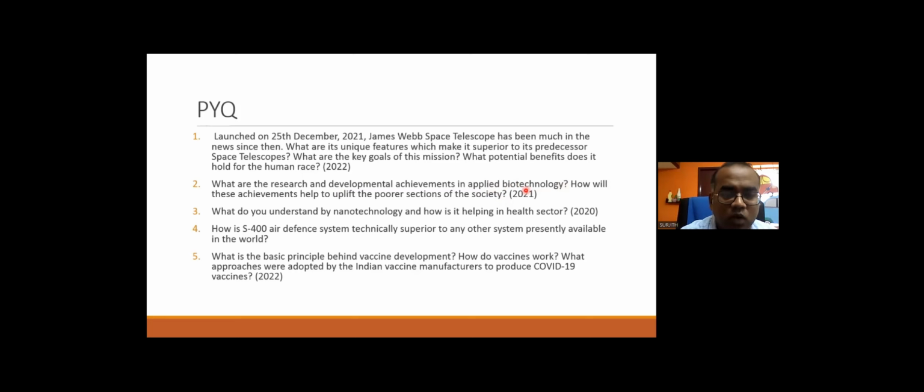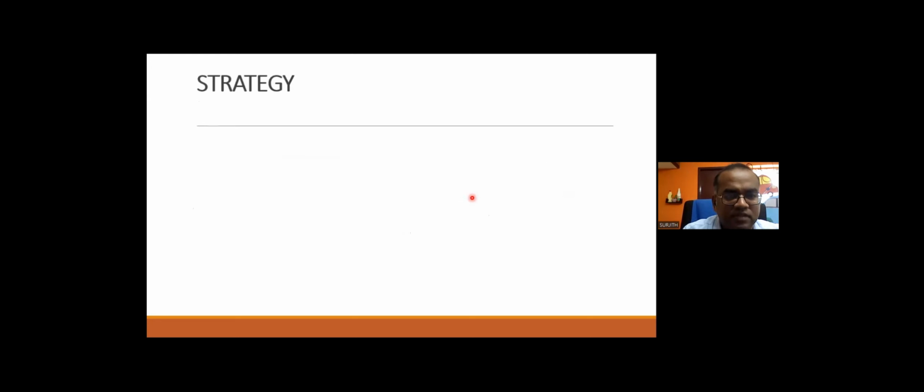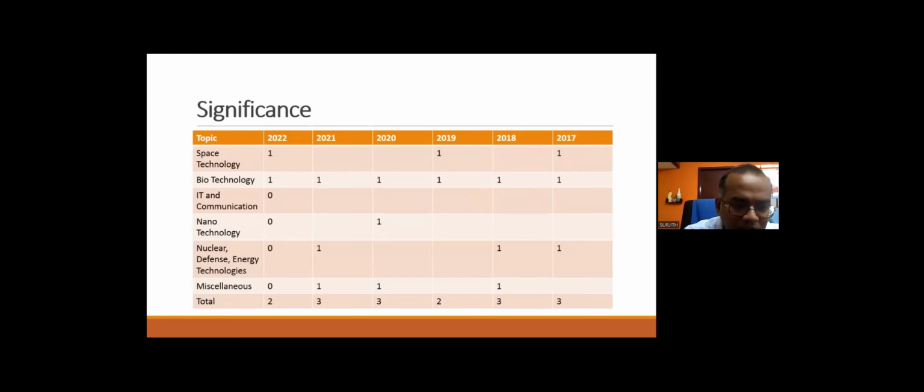So now see what miscellaneous means. Miscellaneous means applications. See, for the same question, if you have to write what are the research and development achievements in India, how will these achievements help to uplift the poorer sections of the society, you have to approach the answer. This miscellaneous subsumes all these developments.